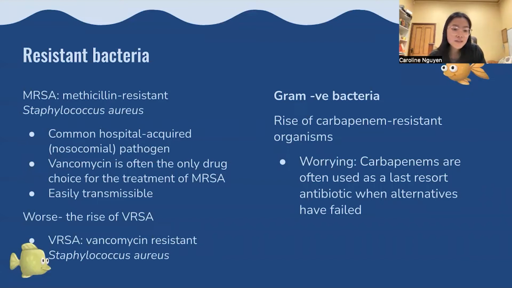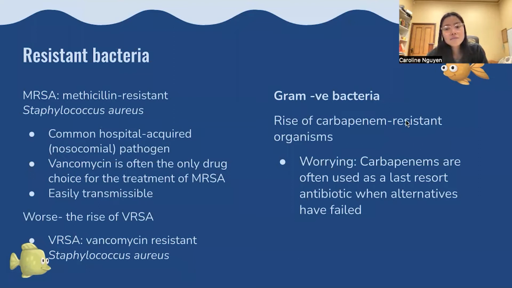But the problem is now we have MRSA that's vancomycin resistant too. So now we call it VRSA, vancomycin resistant Staphylococcus aureus. So that's worse. We also have gram-negative bacteria.